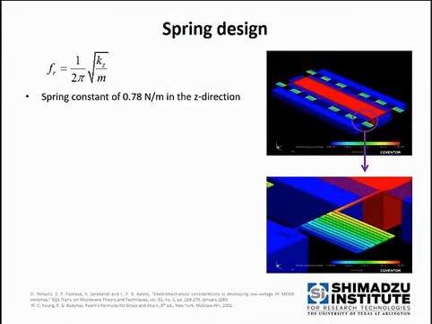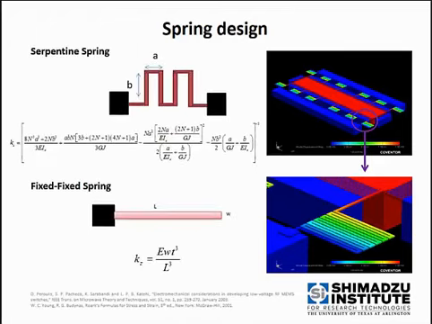Spring design is also very important, as we can see that the resonant frequency of the device is related to the spring constant. As mentioned before, our proof mass is suspended by 12 springs, and the 12 springs were designed to achieve an overall spring constant of 0.78 Newton per meter in the z direction, and each spring is a combination of a serpentine spring and a fixed beam. These are the equations used to obtain the spring constant for the serpentine spring and the fixed beam.